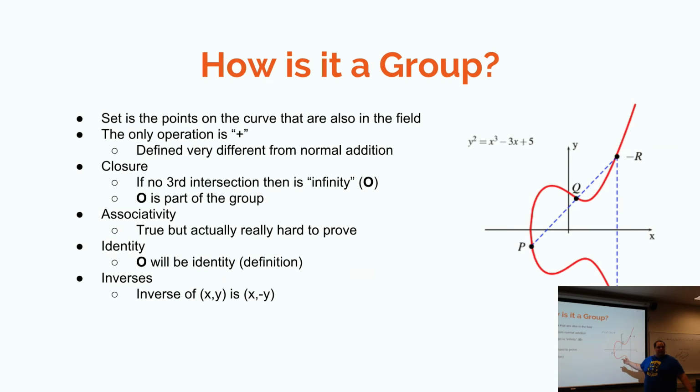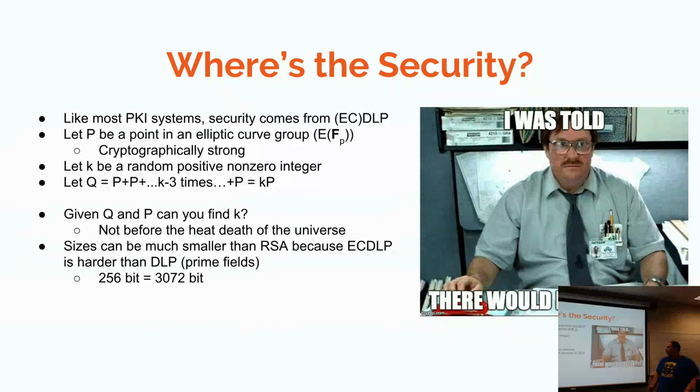Cool. And then inverses: because of the way that we define the identity, we're just going to say inverses on this thing are when their y values are negative of each other, so they flip. And that's the only way to get the infinity, so it works out. Everything's good. It's awesome. It's a group. We have declared a group. Now, what do we do with it?